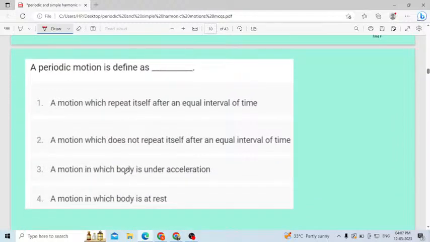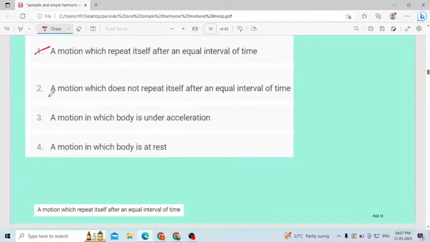Next one, an easy question. A periodic motion is defined as, what is meant by a periodic motion? First option, a motion which repeats itself after an equal interval of time. Second one, a motion which does not repeat itself after an equal interval of time. Third option, a motion in which the body is under acceleration. Fourth one, a motion in which the body is at rest. Very easy question. The word itself is indicating periodic motion means a motion which repeats itself after an equal interval of time. Therefore, option A is the correct answer.